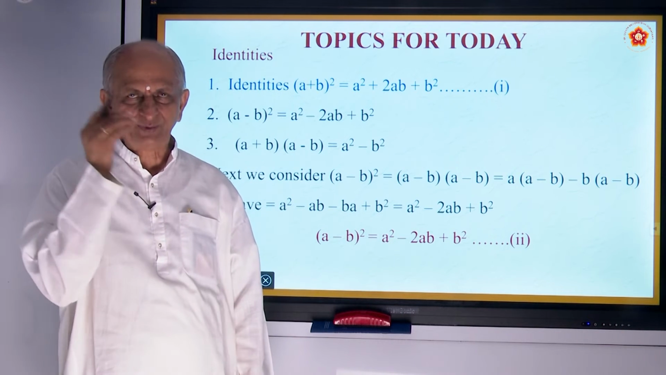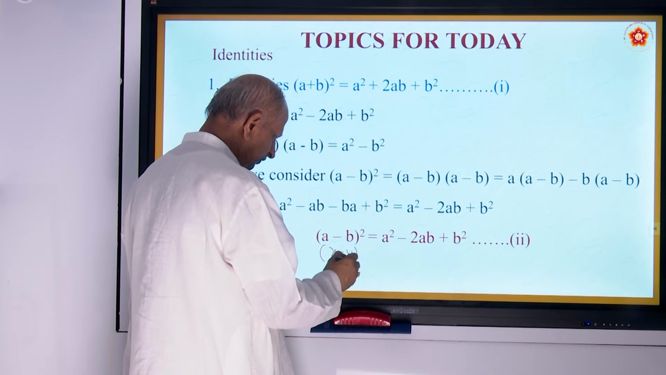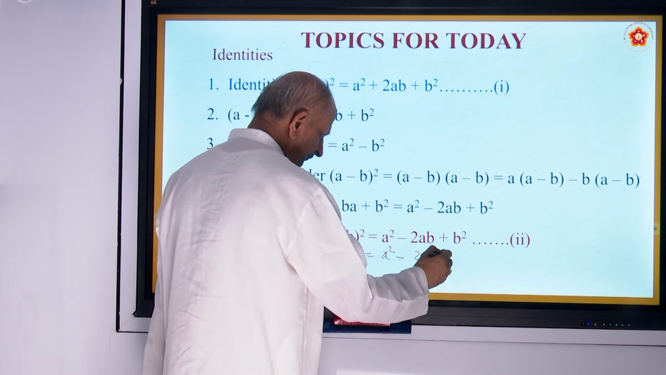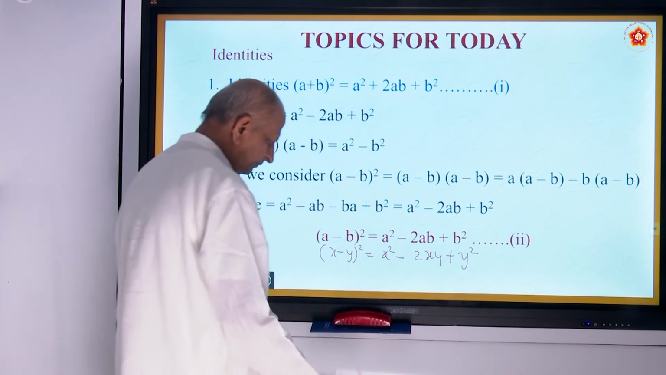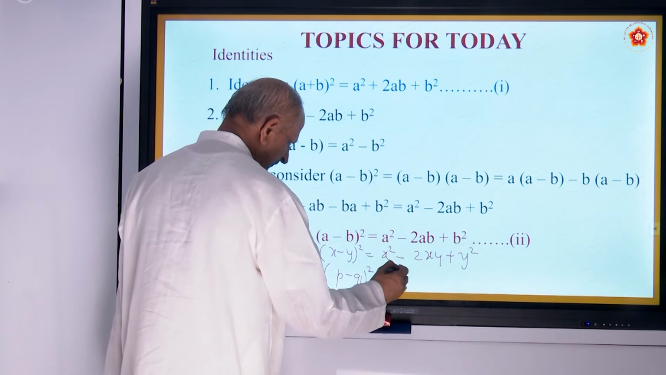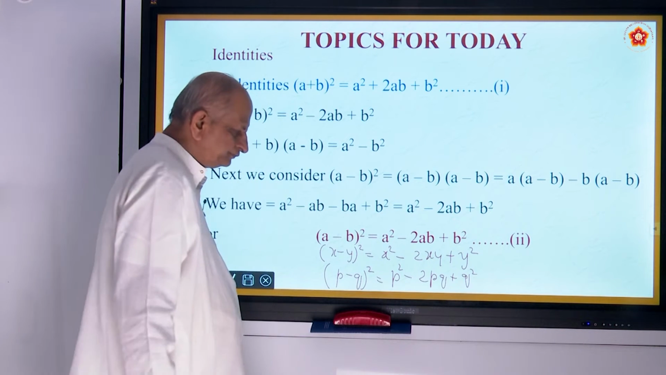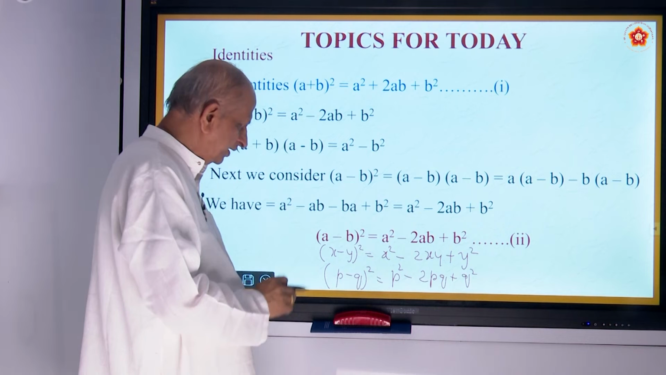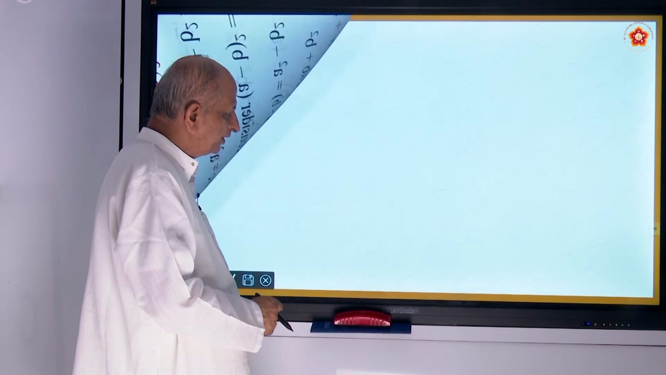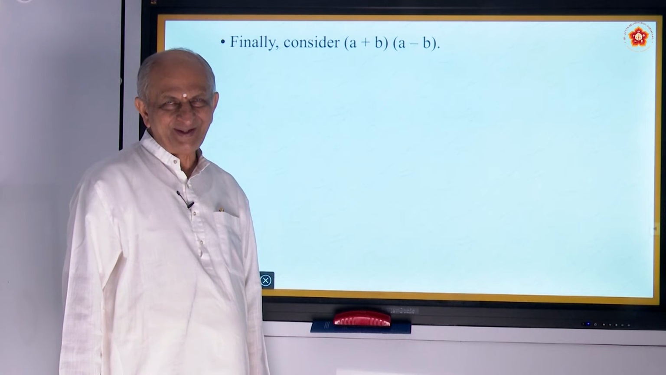Come on, what is x minus y whole square? Same type. X minus y whole square is equal to x squared minus 2xy plus y square. Can do it? Suppose you have p minus q whole square. P square minus 2pq plus q square. Understood? Just to make you understand, I have given examples like that. Now we will pass on to the third identity. A plus B into A minus B.